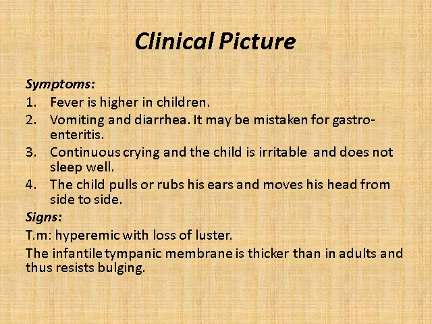The symptoms: the child will have high fever, vomiting and diarrhea, and this can be mistaken for gastroenteritis, leading to misdiagnosis and delayed diagnosis. Also, the child will be very irritable, crying continuously non-stop, and does not sleep well. He will be pulling or rubbing his ears and moving his head from one side to another. What are the signs? Hyperemia of the tympanic membrane, and remember, don't wait for bulging and don't expect bulging of the tympanic membrane in infants, as we earlier mentioned that the tympanic membrane is thicker than in adults.